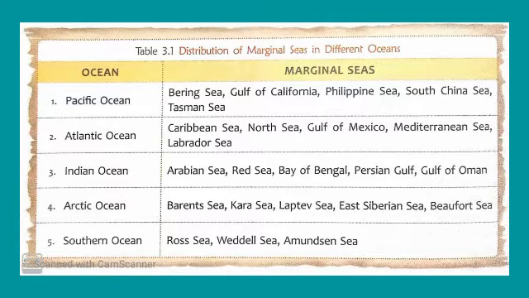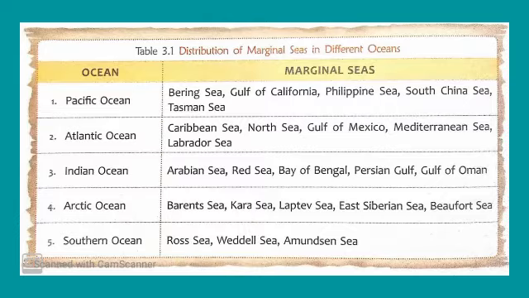Look at the table, children. It shows the distribution of marginal seas in different oceans. Let us see from Pacific Ocean. Bering Sea, Gulf of California, Philippine Sea, South China Sea, Tasman Sea. Moving on to the next ocean, Atlantic Ocean: Caribbean Sea, North Sea, Gulf of Mexico, Mediterranean Sea, Labrador Sea.